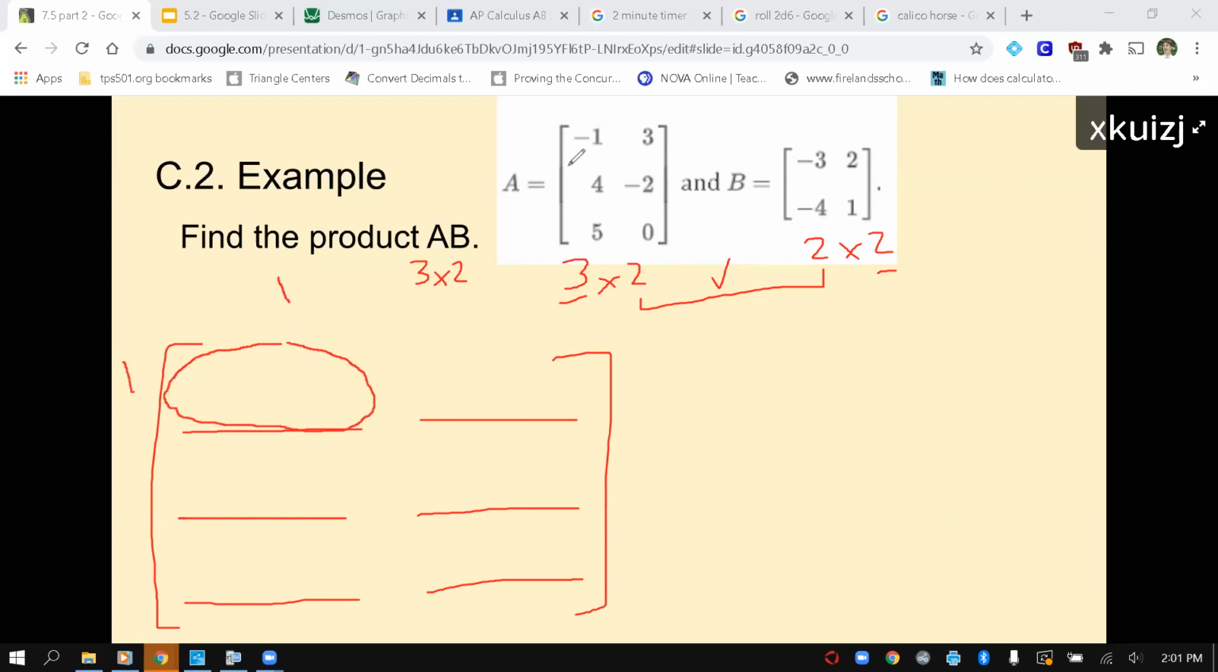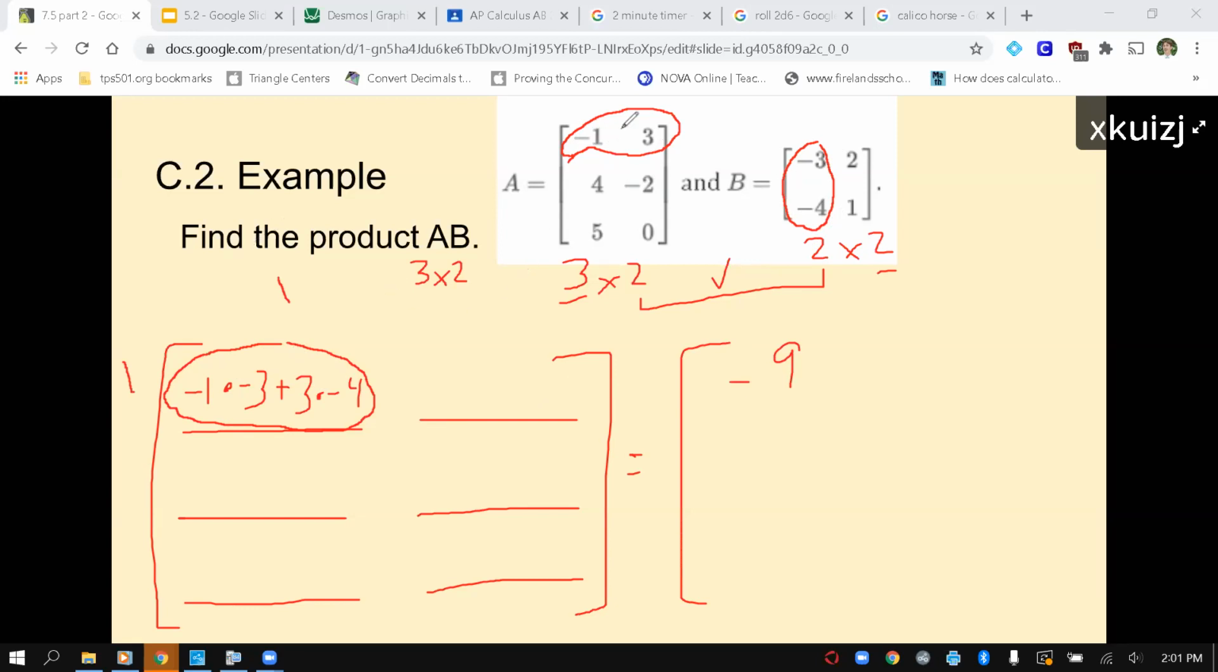To find it out, I will take the first row of A and I will multiply it by the first column in B. I take the first row times the first column. So that'd be -1 times -3 plus 3 times -4. So you just added it in. Exactly right. So that will give me what? +3 and -12. So that'd be 3 minus 12 is -9. Yay.